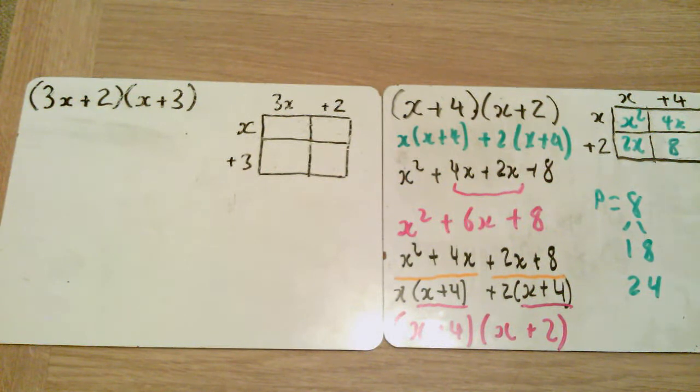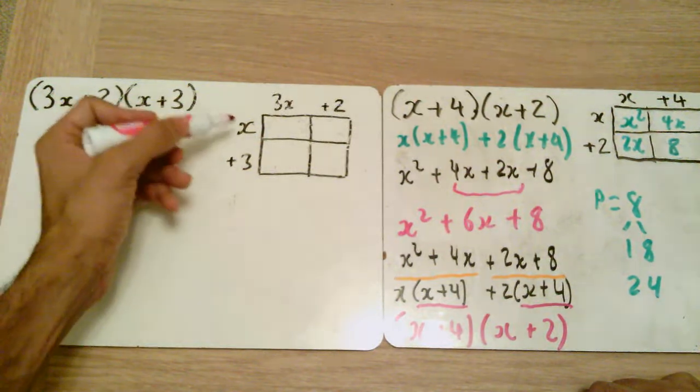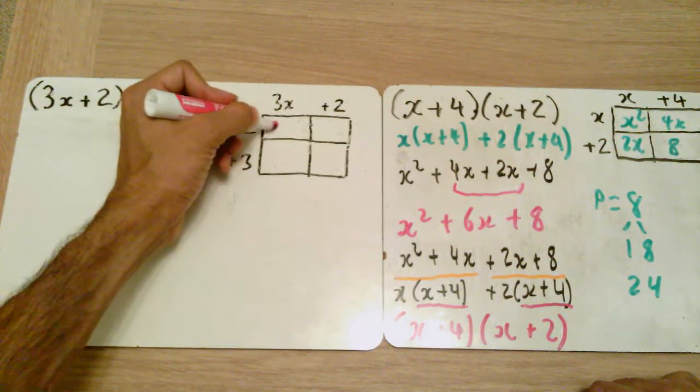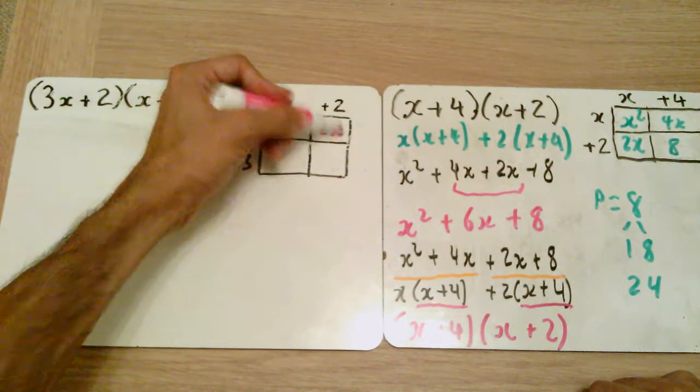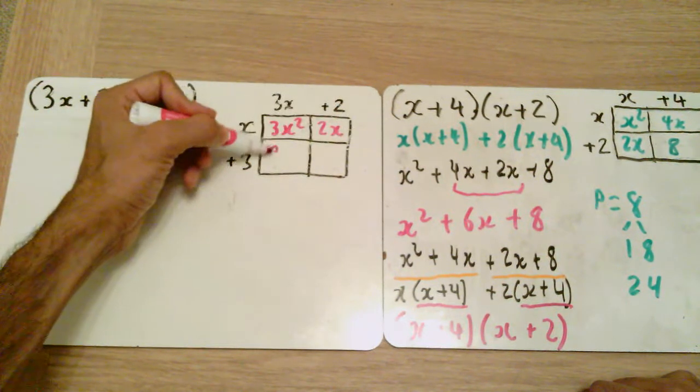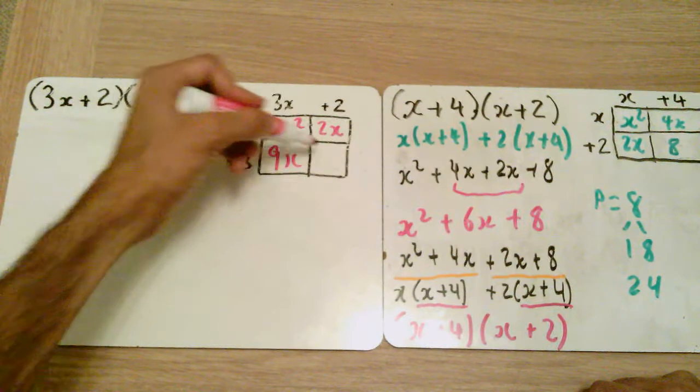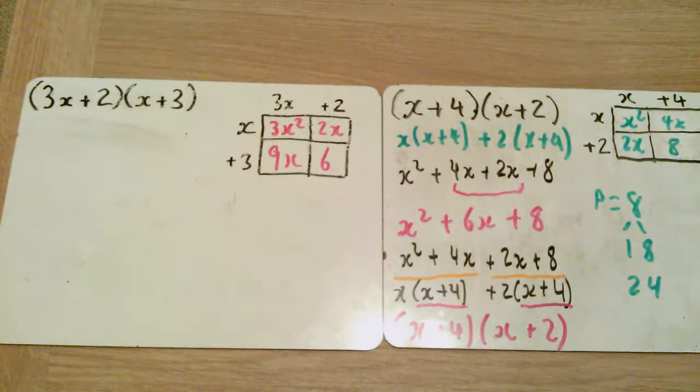Over here, I'm just going to expand this one quickly. We've got 3x plus 2 and x plus 3. 3x times x is 3x squared. x times 2 is 2x. 3x times 3 is 9x. And 2 times 3 is 6. Those are our 4 terms.